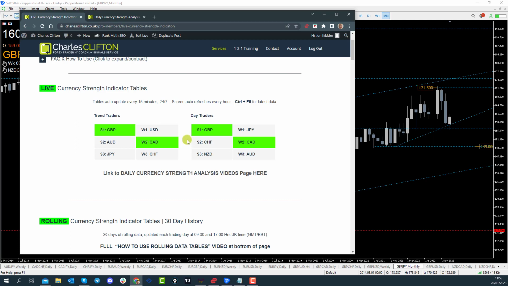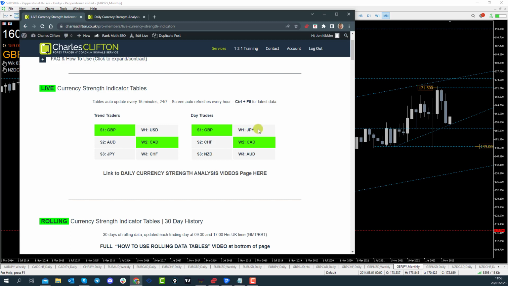So, what do our tables tell us today? Well, it tells us that the pound remains top of the tables here. You can see on both, it's S1 showing us that it's the strongest currency at the moment. The Canadian dollar is the second weakest currency on both tables as well, showing that there could be potential trading opportunities on pound CAD long, or you could be looking at pound against some other currencies that are featured here on the day traders table.